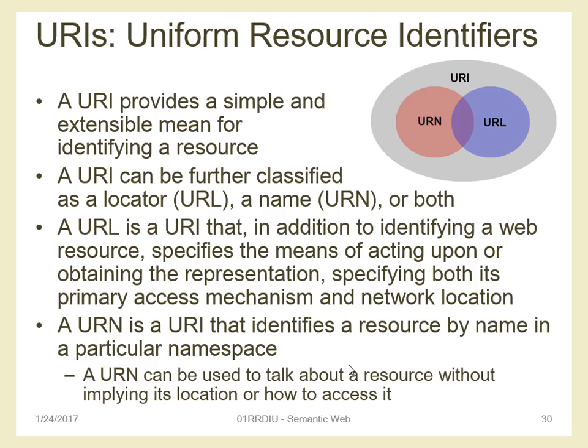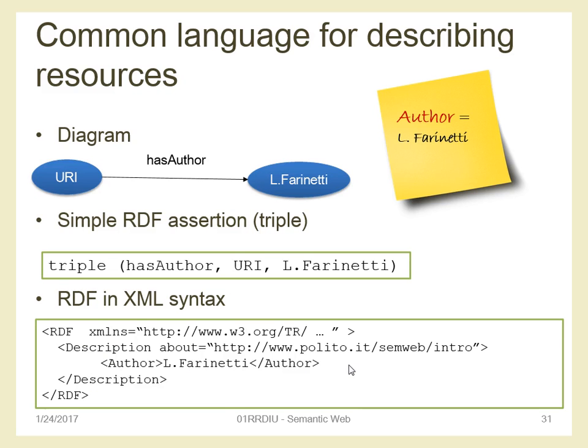URIs are the sum of them, and they intersect, because a URL and a URN are specific ways of writing a URI, in which you specify both a unique ID and a location. In this way, URIs provide a way to identify everything that you can talk about. This was the idea. And then, once you know what you're talking about, you can write sentences about it. For example, this statement can be written with this diagram, this triple statement, or this RDF XML statement.